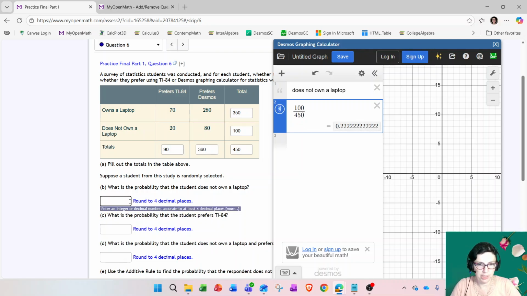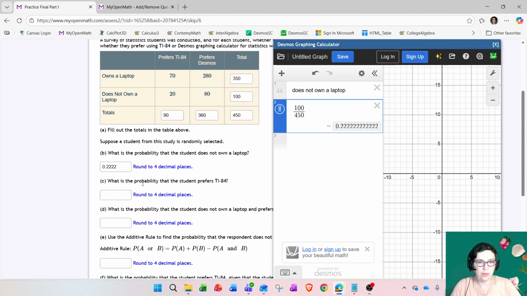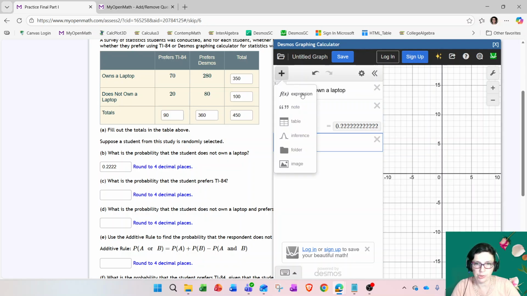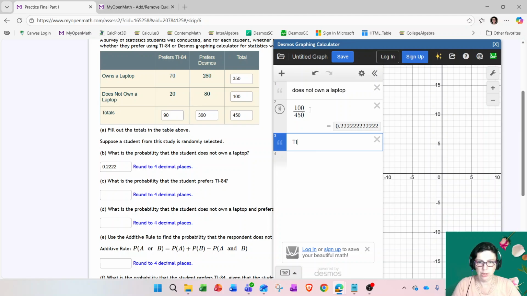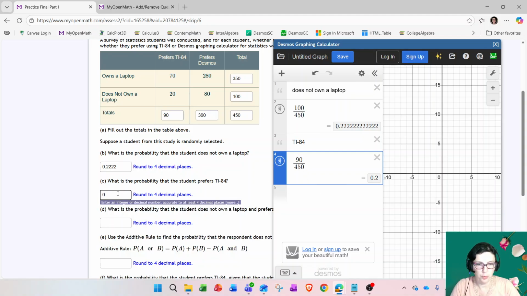Okay, now it says 4 decimal places, but later on we're going to need this answer as a fraction. So I'm not going to delete it. I'm just going to enter the answer as a decimal for now. Next question says, what is the probability that the student prefers TI-84? So let's add a note. So TI-84, which would be the total number of people who prefer TI-84 divided by the grand total. So that would be 90 divided by 450. Okay, so that in decimals is just 0.2.